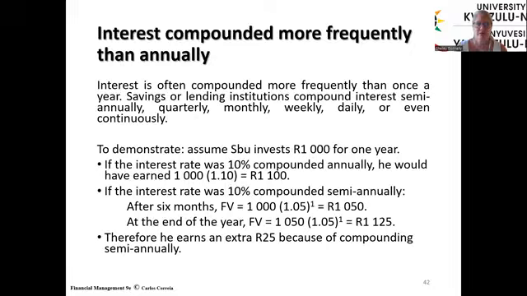When interest was compounded annually, he would have ended up with 1,100 Rand at the end of the year. When it's compounded twice a year, he ends up with 1,125, which is 25 Rand more. So he actually earned an extra 25 Rand because of the interest on the interest that he earned in the second half of the year, because the bank compounded it twice a year.